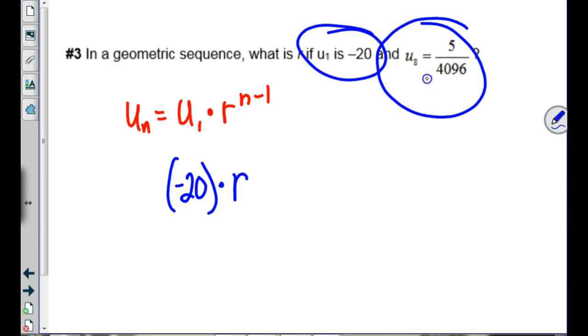Well, this is what? This is the 8th term. So that makes n... Well, n is 8, yes. So this would be to the 7th power, 8 minus 1. All right, this is going to be messy.